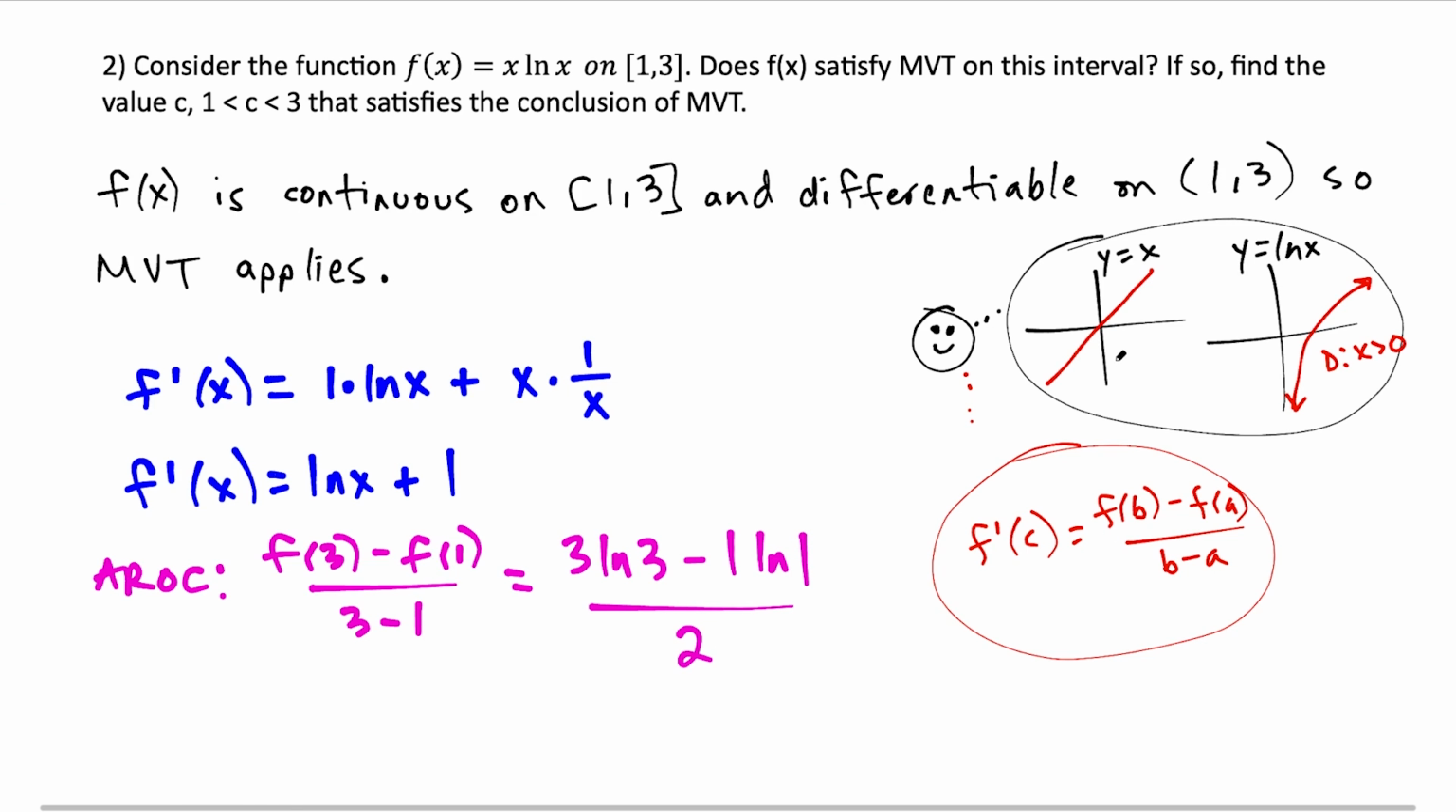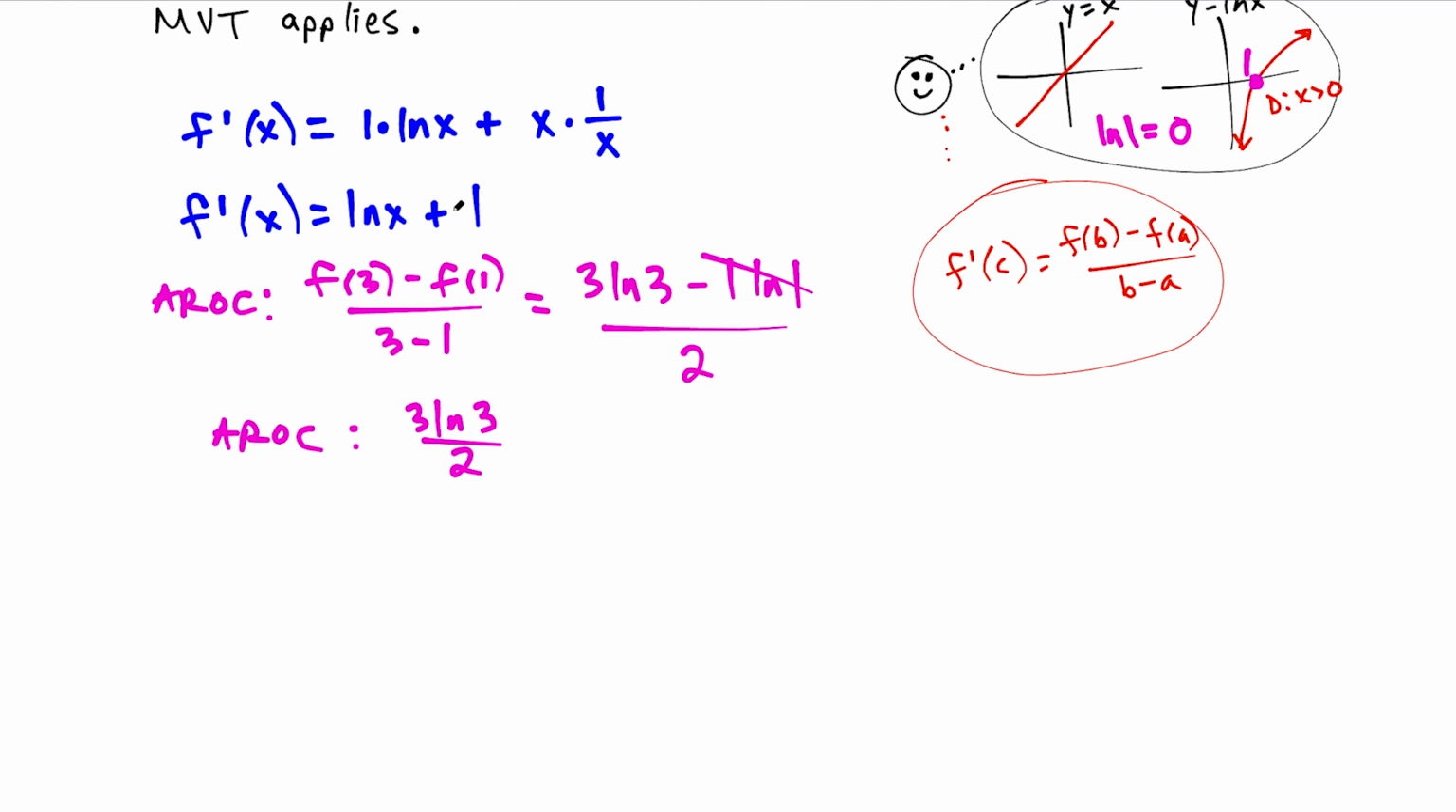Now, a nice thing to know here is that natural log of 1 is equal to 0. You could just see that over here on the graph like this. So this piece just cancels out, and that tells us that our average rate of change here, if we simplify it, is equal to 3 ln 3 over 2. So now that we have the instantaneous rate of change and the average rate of change, we could solve for the value c. So we're setting f prime of c.